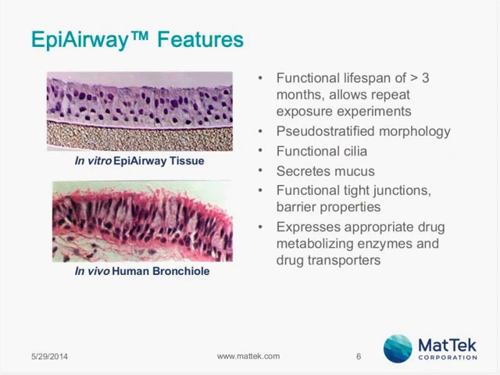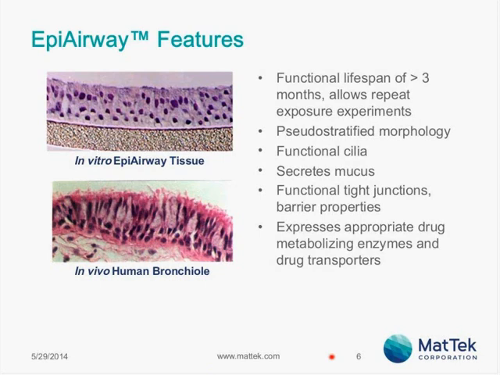This slide shows some of the features of the EpiAirway product. The top panel on the left shows an example of the H&E stained histology of the EpiAirway tissue compared to an in vivo human bronchial, which is shown in the lower section compared to the in vitro EpiAirway tissue. We can see the very similar structure and thickness, the so-called pseudostratified morphology of the tissues.